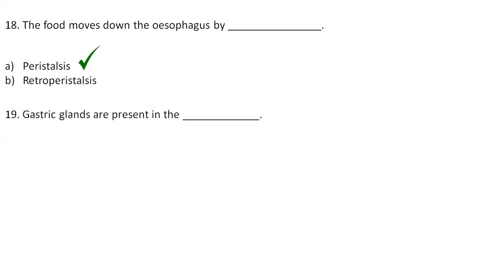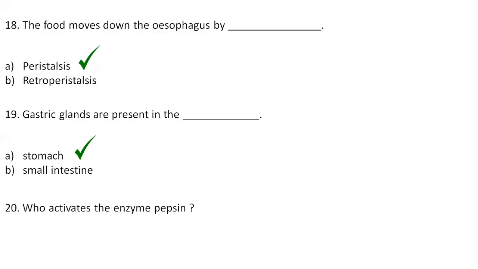Here is the question given. Gastric glands are present in the dash. And the options are option A, stomach, option B, small intestine. I don't think this question needs any explanation. We all know that the stomach, which is an elastic bag, is a highly muscular organ and it contains the gland which is known as the gastric gland, which secretes the gastric juice. Now let us move on to question 20.